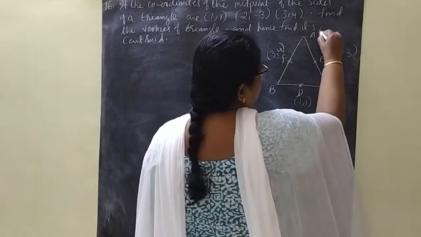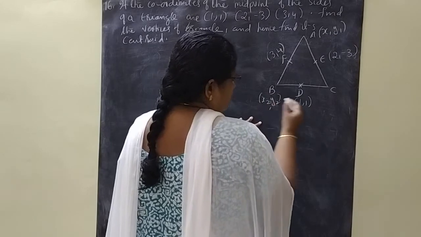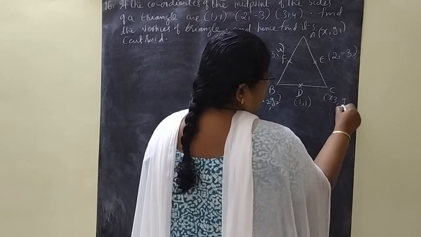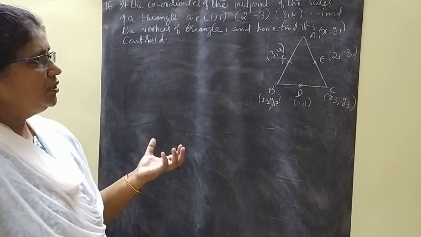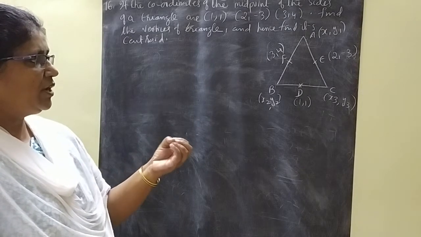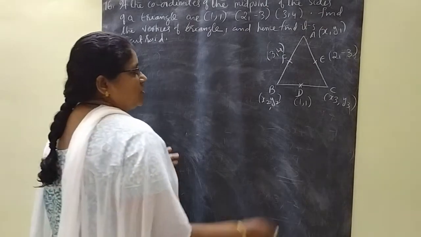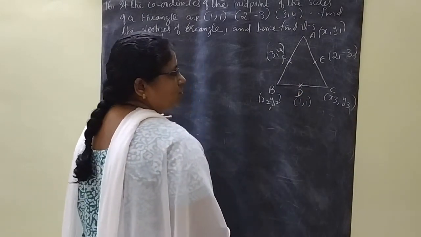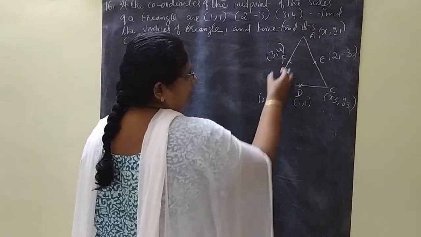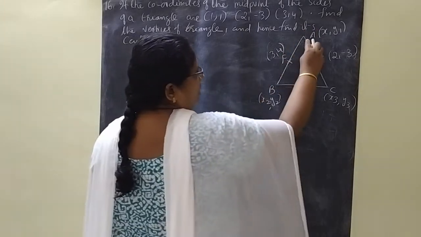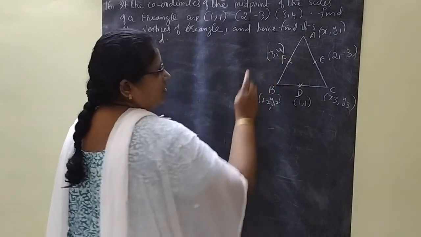So, let us take A as (x1, y1), B as (x2, y2) and C as (x3, y3). Now we are going to find x1, y1, x2, y2 and x3, y3. Since the midpoint is given, we are going to apply the midpoint formula. Take side AB: one vertex is (x1, y1), the other vertex is (x2, y2) and the midpoint is (3, 4).